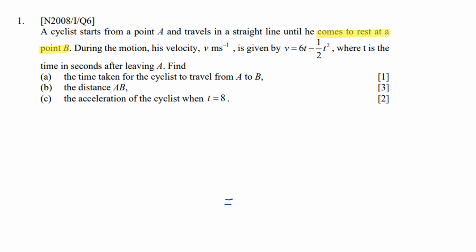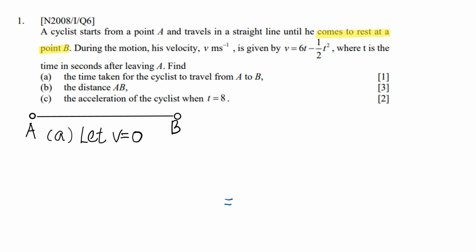When the question says that the particle comes to rest at a point B, this is a rather important concept. What does it mean? We address this later on. First, let's use a line to represent the motion of the particle. We have 2 points A and B. When it says comes to rest at point B, it means at point B, the velocity is equal to 0.